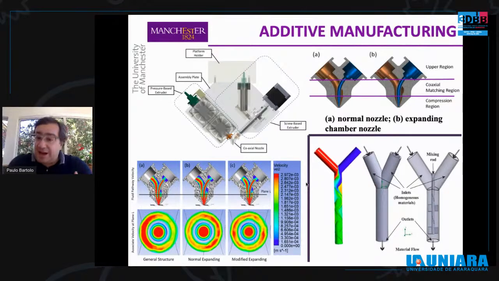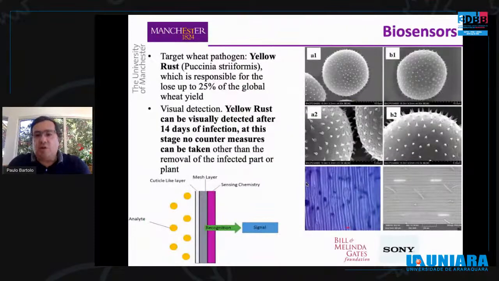filaments. I told you that we are exploring two different applications, and one, which is relatively new in my group, is to produce biosensors. One example is a project funded by the Bill and Melinda Gates Foundation, where the aim is to develop a biosensor to detect the presence of yellow rust.